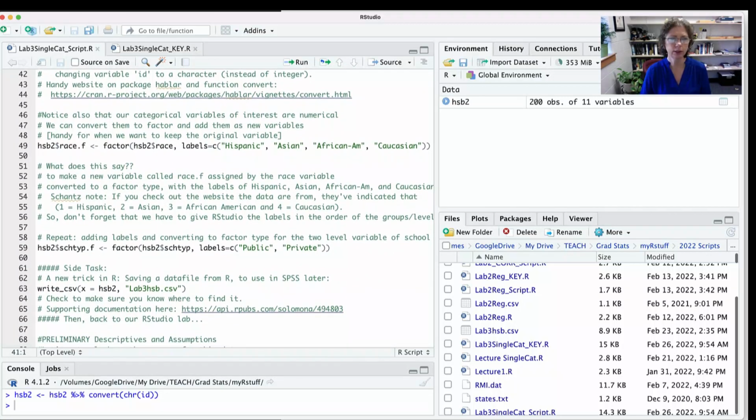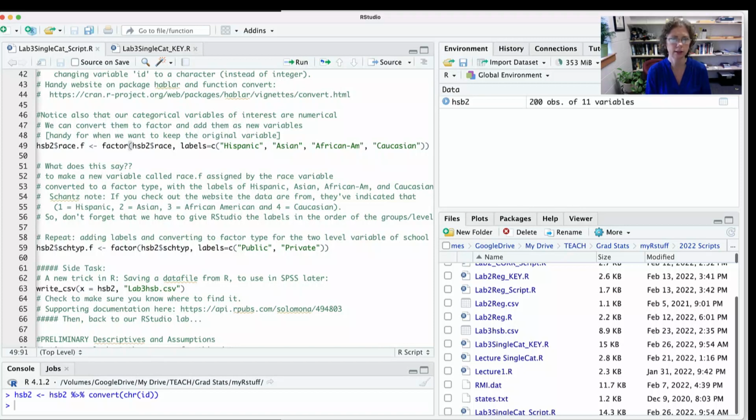So we're also going to deal with our categorical variables of interest and get them into place. We need to turn the race variable into a factor. But to do this, we're going to make it a new variable so that we don't overwrite the old one, just in case. Here we're giving a new name to a new variable in the data set called race.f, and that is taking the race variable in the HSB data set and converting it to a factor and giving it the labels of Hispanic, Asian, African American, and Caucasian.